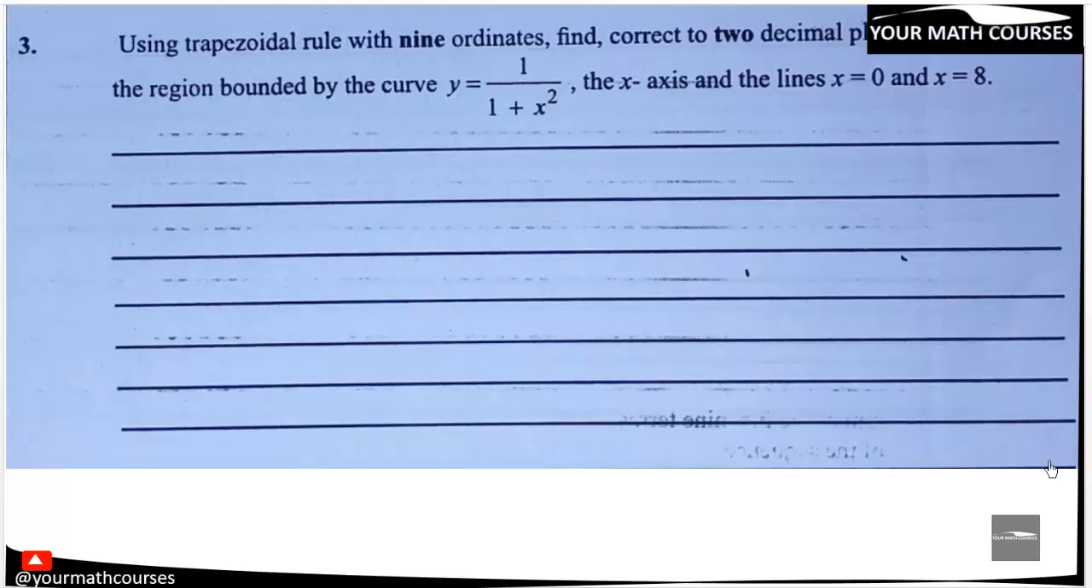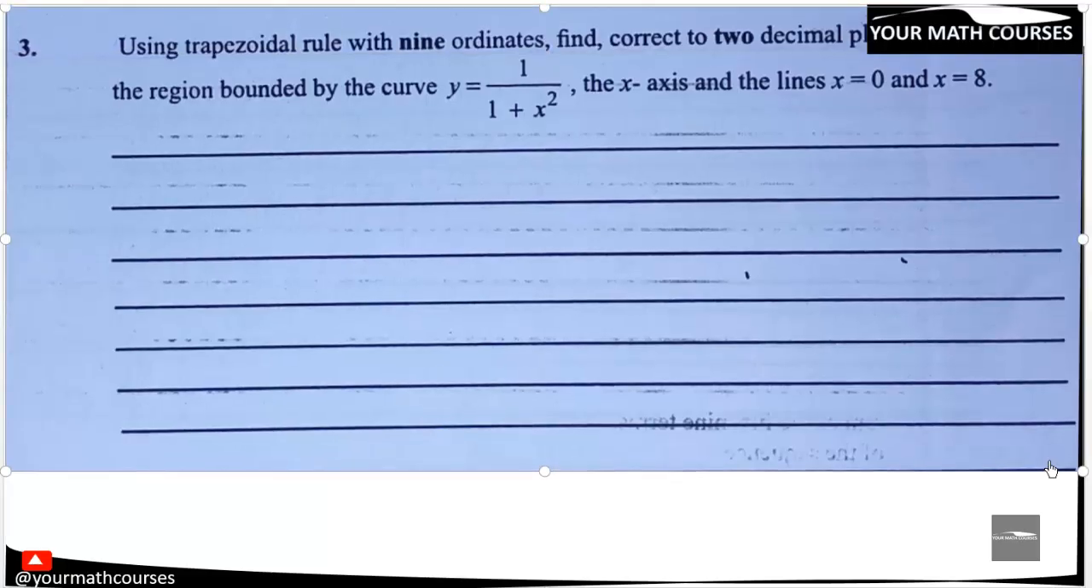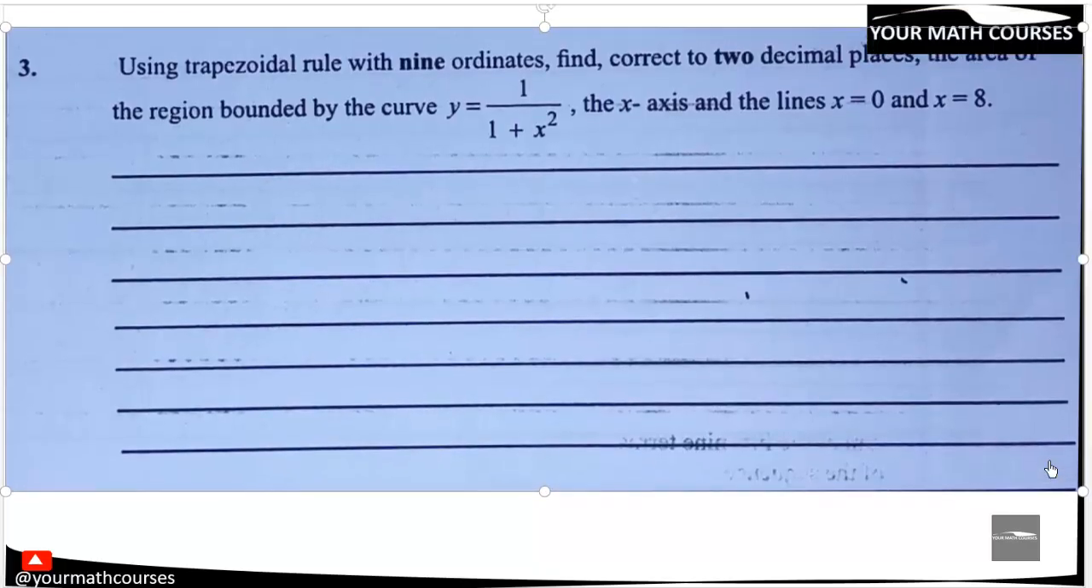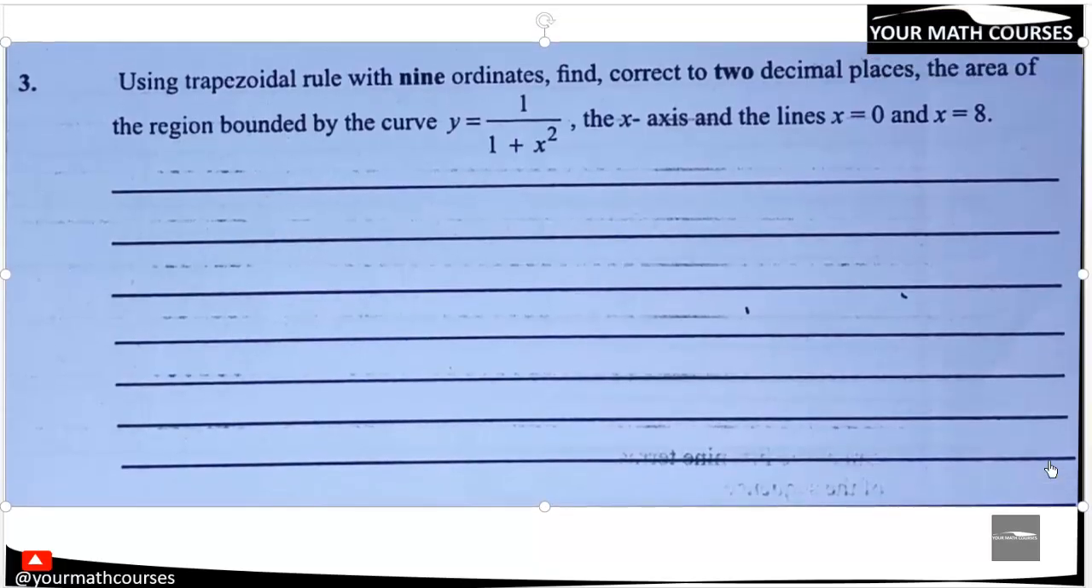Using the trapezoidal rule with 9 ordinates, find correct to 2 decimal places the area of the region bounded by the curve y equals 1 over 1 plus x squared. So let's find that area.